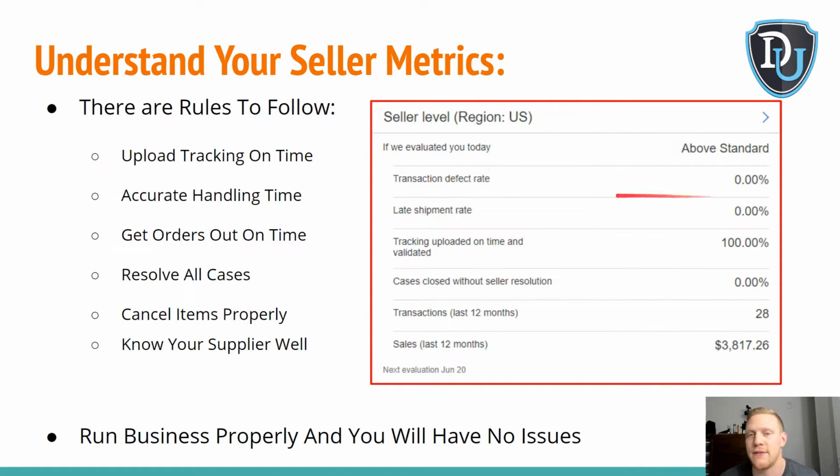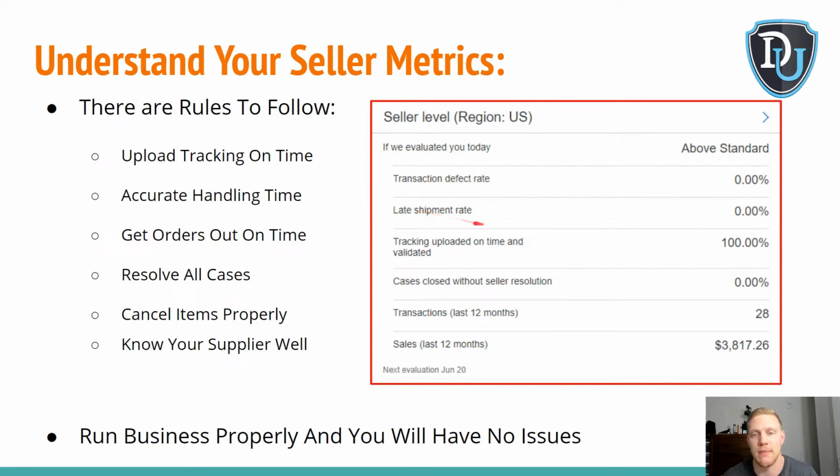So, transaction defect rate. That's anything that is a transaction, whether it was a return and you didn't give them their money back right away, or it was an items not received case and you didn't settle the case with the customer, or you lost the case, or anything like that. You want to make sure that you are not getting transaction defects. That's number one. You can click on all of these when you're inside your own account and check.